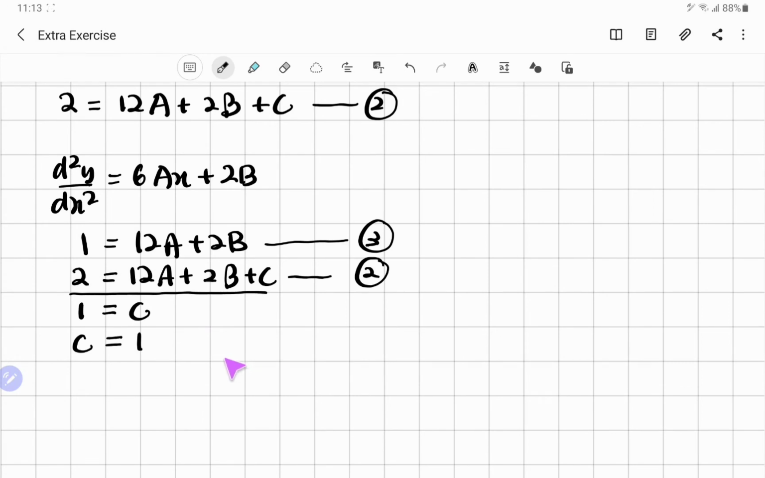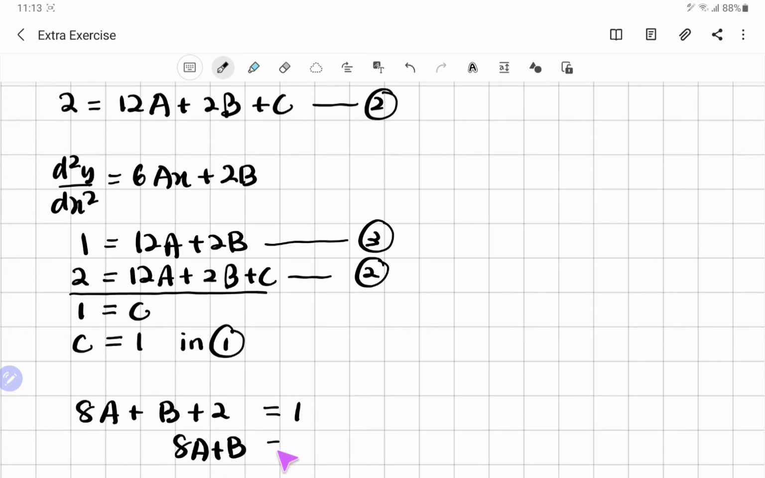Now we're going to substitute c equals 1 into the first equation. We're going to get 8a plus b plus 2c equals 1, and 2 times 1 is 2. Then let us bring 2 to the right-hand side. We're going to get negative 1.